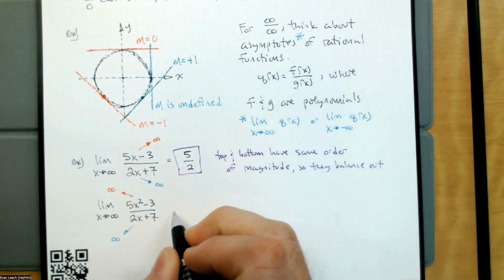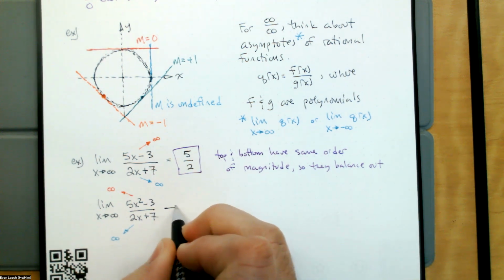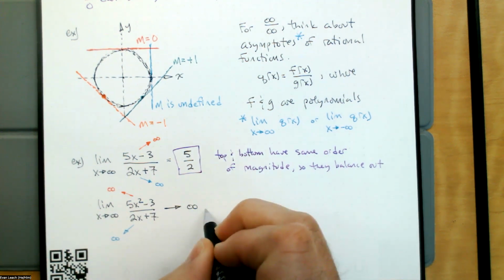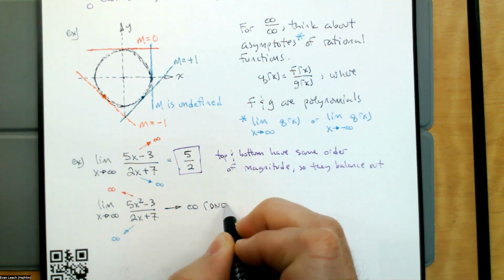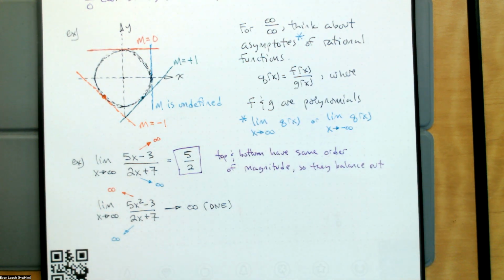So this limit doesn't exist. This limit goes to infinity. The numerator has a greater order of magnitude, so it's going to infinity faster than the denominator. That's the way we're thinking about it.